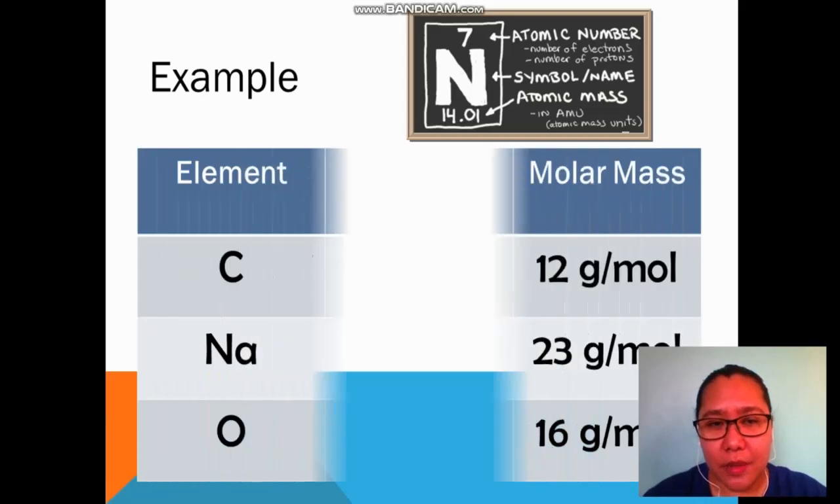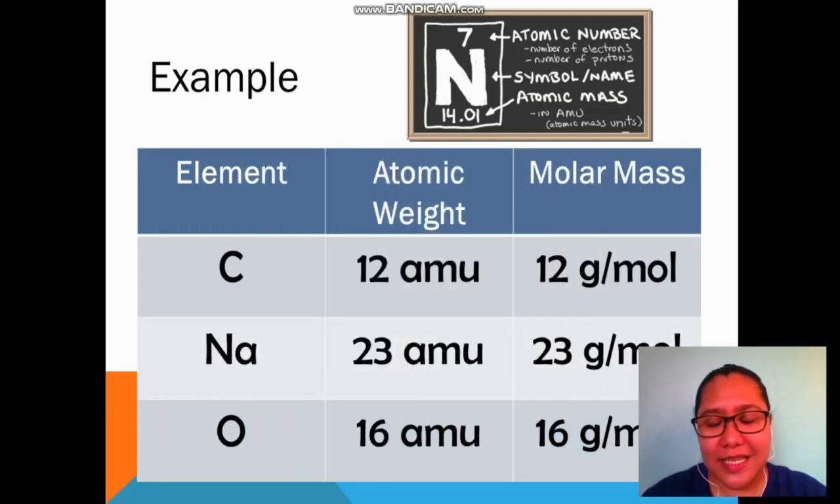So we have the following examples. For the element carbon, it has an atomic weight of 12 AMU, or 12 atomic mass units. To get the molar mass, you are just going to change the unit. So carbon has 12 grams per mole as its molar mass. For sodium, you have 23 AMU as its atomic weight. Therefore, its molar mass is 23 grams per mole. For oxygen, you have 16 atomic mass units. Then, its molar mass is 16 grams per mole.